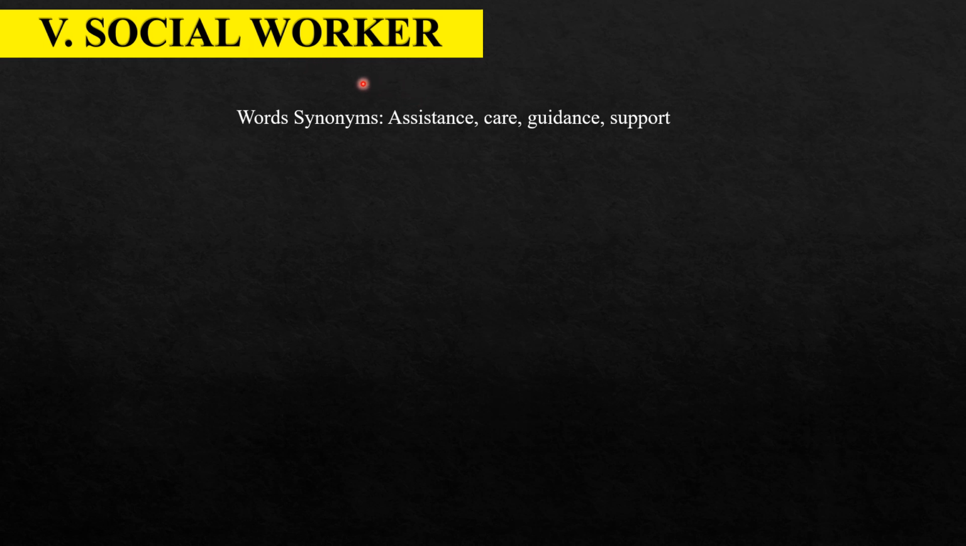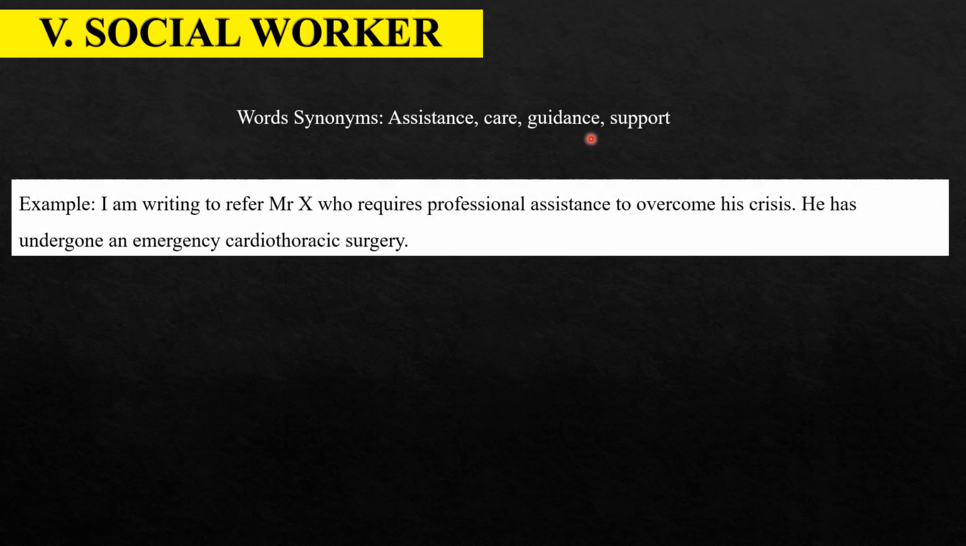At that time they get into big trouble with what words they need to mention. Social worker, don't worry, just mention the same as for the nurse, but the sentence structure should be related to the social worker. So similar to the nurse: assistance, care, guidance and support. For example, I have mentioned here: I'm writing to refer Mr. X who requires professional assistance to overcome his crisis. He has undergone an emergency cardiothoracic surgery.